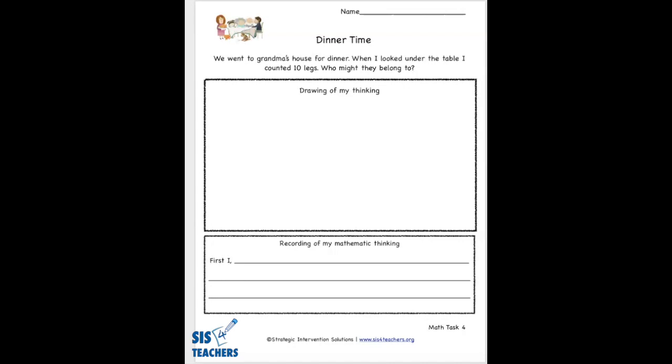Now, you can also differentiate this task. For littles and pre-K, maybe you looked under the table and you saw 4 legs. Whose could they belong to? Maybe you saw 8 legs. If you wanted to make this harder, with students even in 2nd grade, you could look under the table and see 20 legs. The idea here is to get kids to explore their math knowledge, what they're understanding, and to think about this in a certain way.